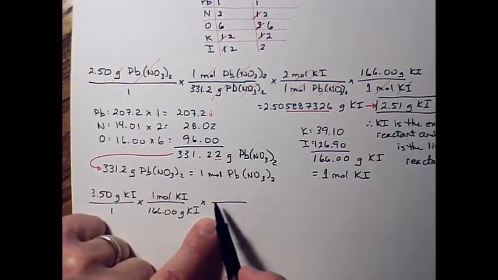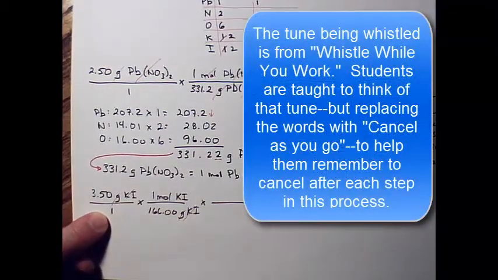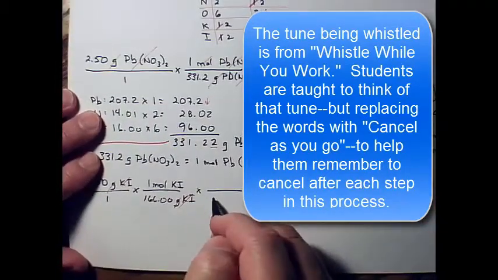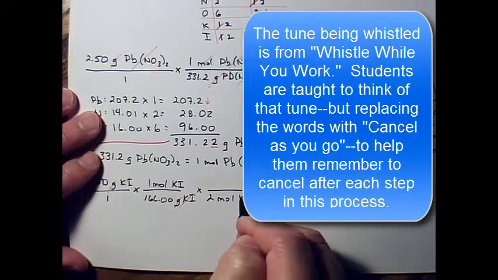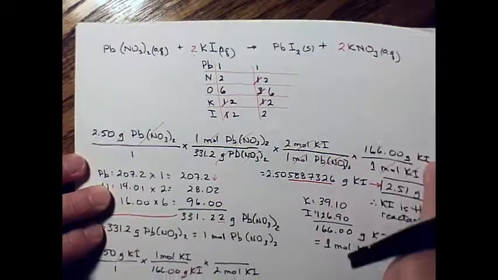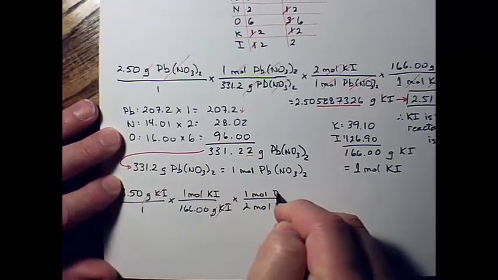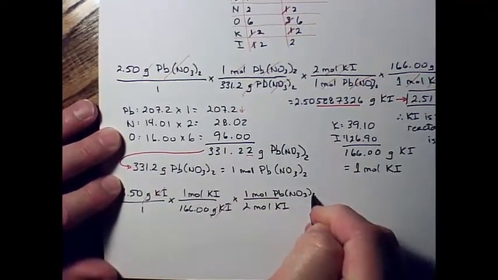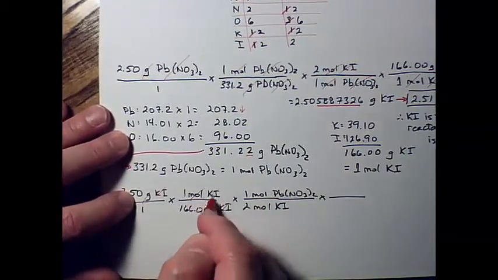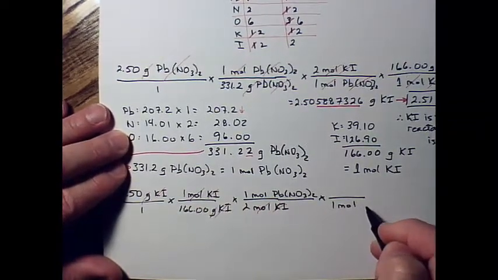Now, we want to have moles of potassium iodide from the balanced equation on the bottom. We got 2 moles of potassium iodide, so that's going to go on the bottom this time. And then the 1 mole of lead nitrate from here goes on the top, because this time we're going from potassium iodide to lead 2 nitrate. And we've got 1 mole in this case, yes.